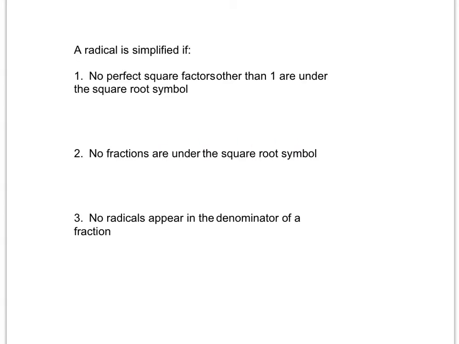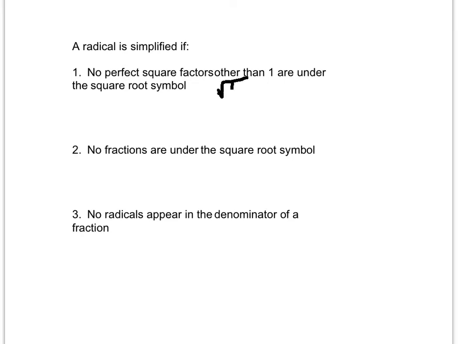First couple things we need to know is what a simplified radical looks like. We have to simplify a radical if it does not follow all three of these criteria. So there cannot be a perfect square factor other than 1 underneath the square root. So for example, the square root of 4 is not simplified all the way because the number underneath the square root is a perfect square. That equals 2. So we cannot have a perfect square factor underneath here. And we'll talk about what that means a little more.